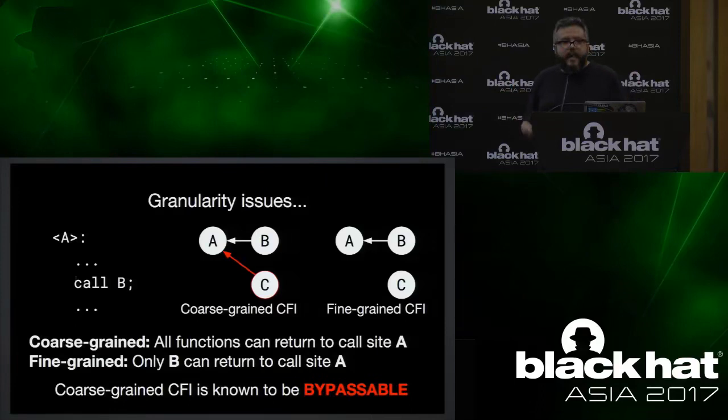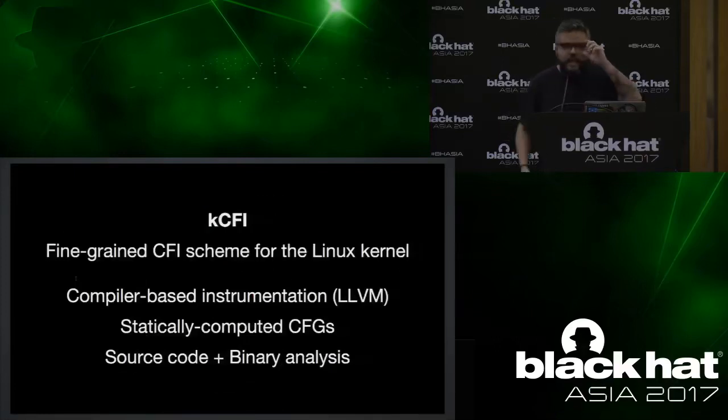In fine-grained CFI, you have a more detailed CFG. If you have a call to B here, you will not allow C to return here, because this is a call to B, so C is not allowed to return there. In fact, coarse-grained CFI is known to be bypassable. Researchers have shown that this kind of protection can be bypassed, and you can actually execute code arbitrarily even under these circumstances.